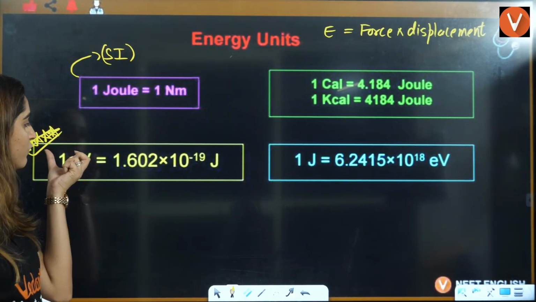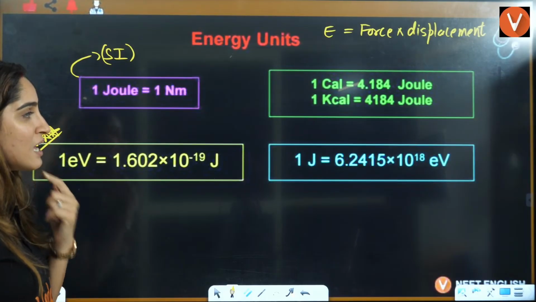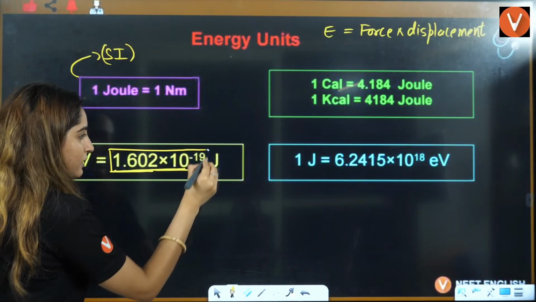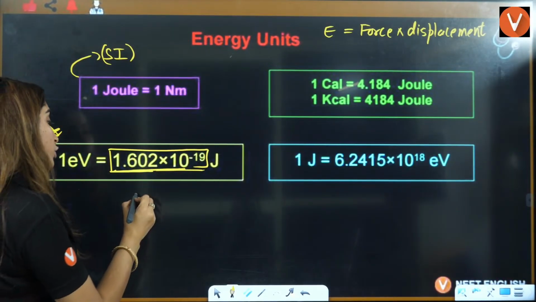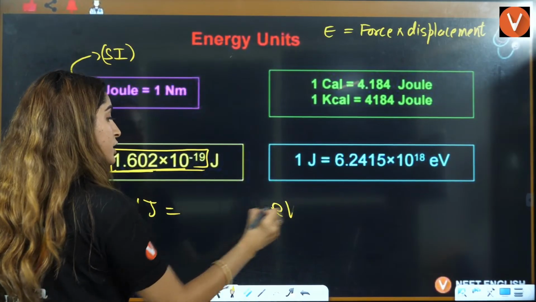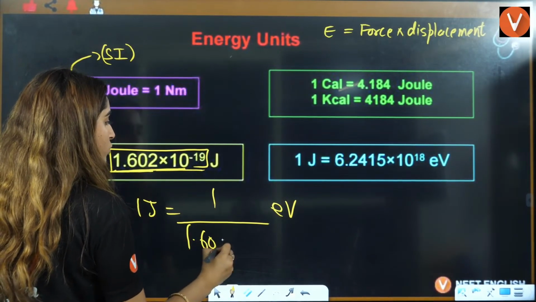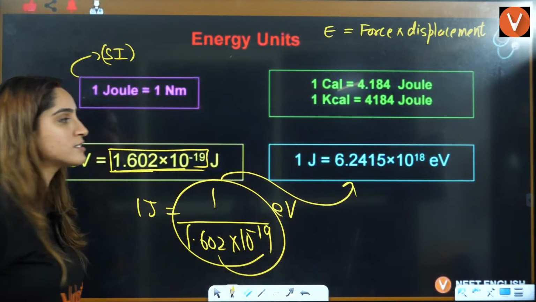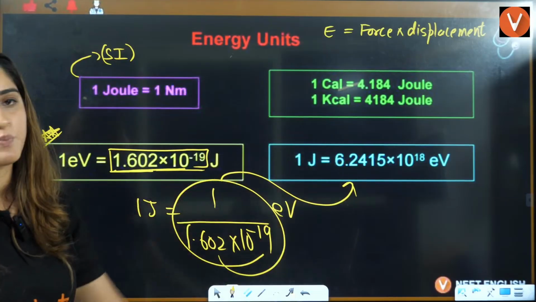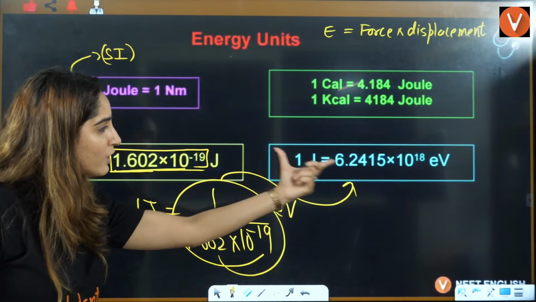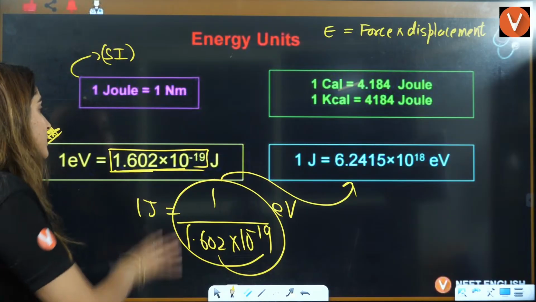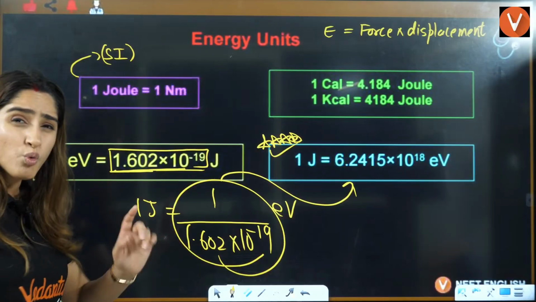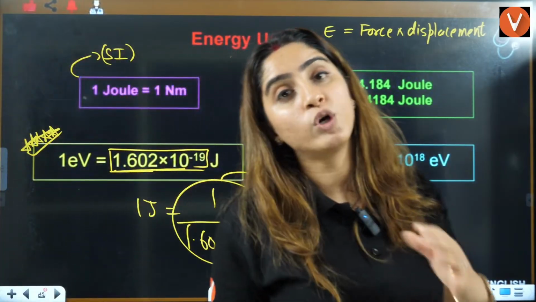If you have to convert 1 electron volt to joule, multiply it by 1.602 into 10 raised to minus 19. Now, ma'am, if I have to convert 1 joule to electron volt, divide it by 1.602 into 10 raised to minus 19. That is nothing but 6.24 into 10 raised to 18. This value is already solved. So this is the most important conversion of converting joule to electron volt or electron volt to joule.